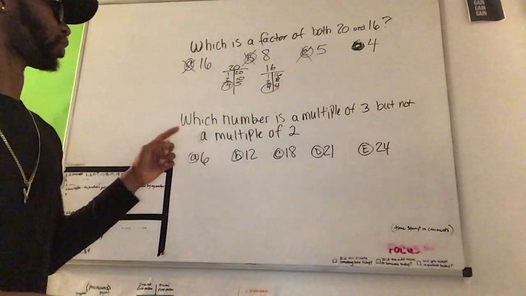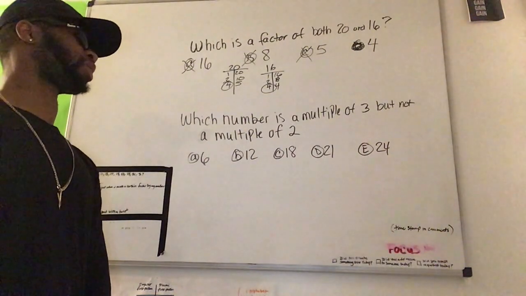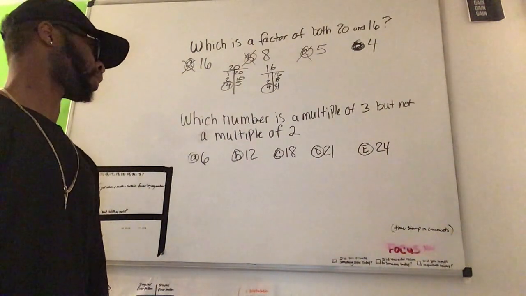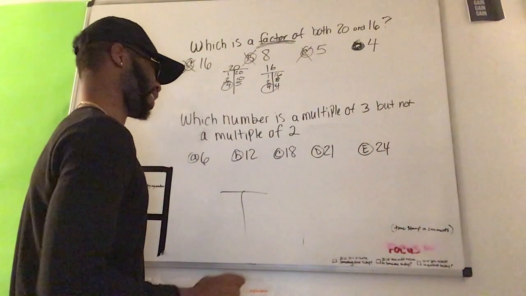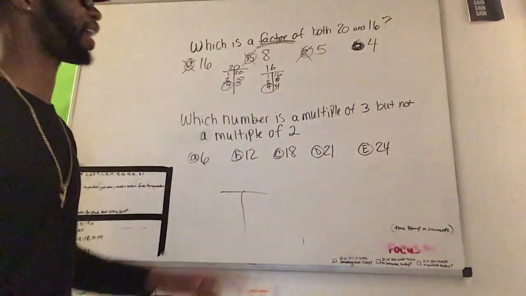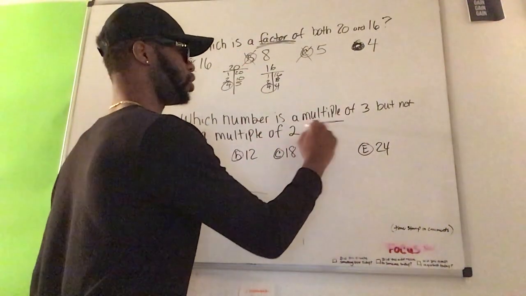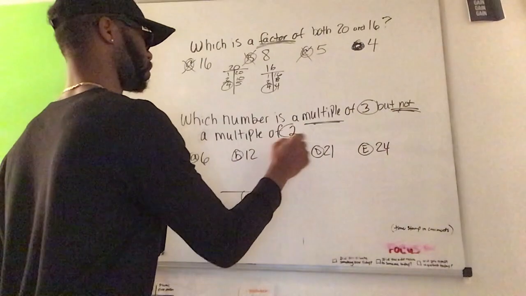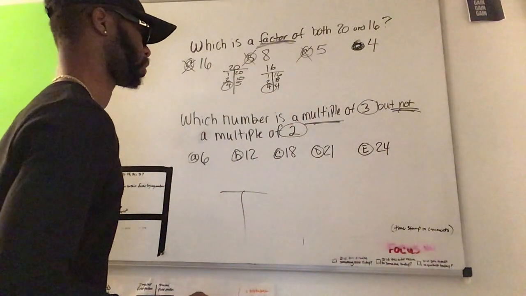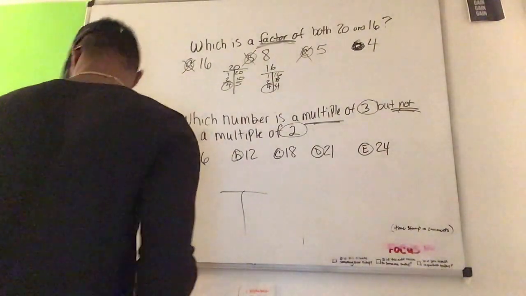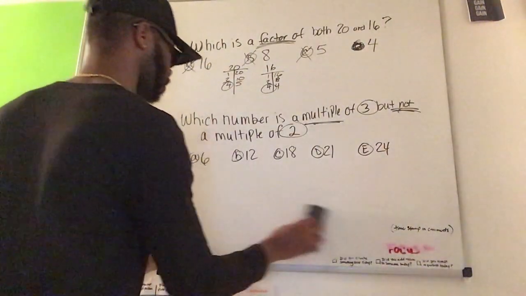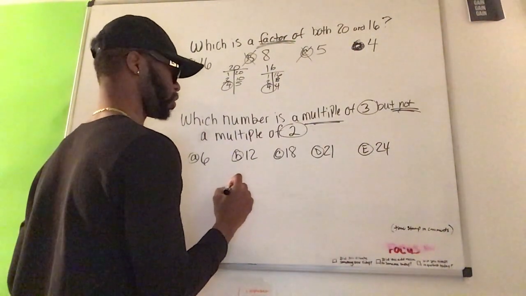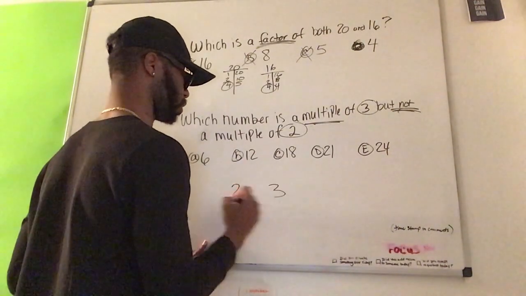Let's look at this last question right quick. Which number is a multiple of 3 but not a multiple of 2? Okay, we're not doing a T-chart because they're not looking for factors. They're looking for multiples. So you're either doing a T-chart for factors or you're doing a multiple list. So we're doing a list for 2s and a list for 3s.